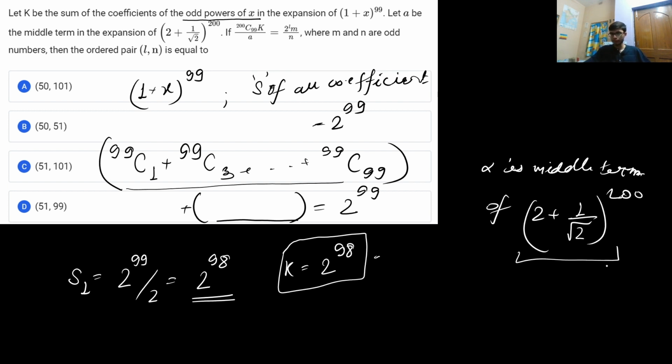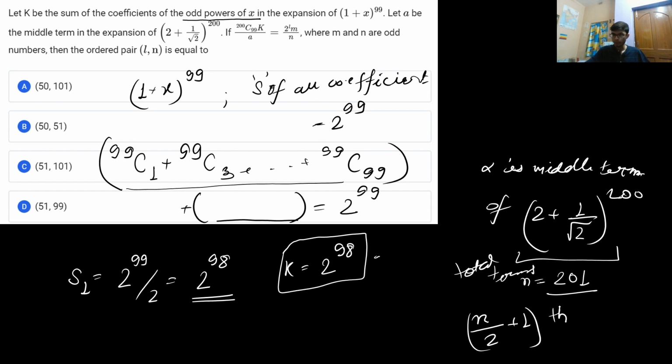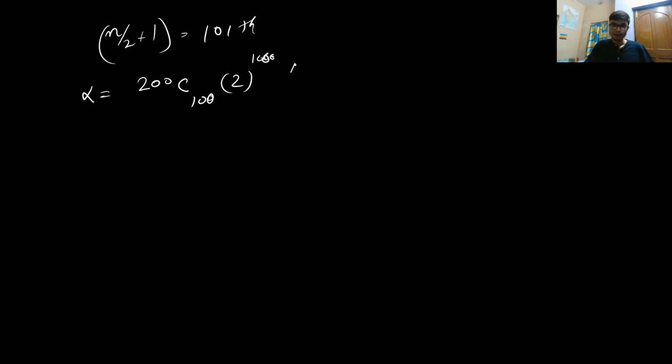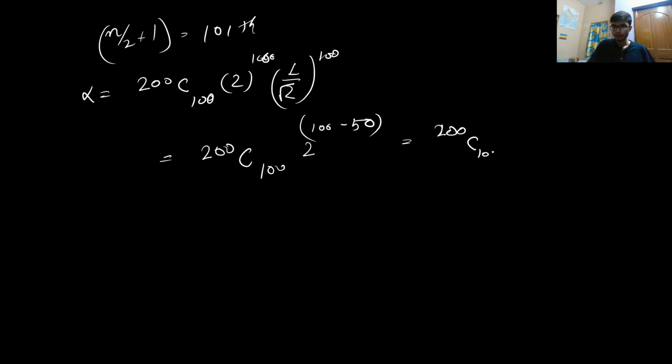You know that the total number of terms in this expansion is 201. Because n is even, the middle term is the (n by 2 plus 1)th term. n by 2 plus 1 is the 101st term, so this will become 200c100, 2 raised to the power 100, and 1 by root 2 raised to the power 100. From here you get 200c100 times 2 to the power (100 minus 50), that is, 200c100 times 2 to the power 50.